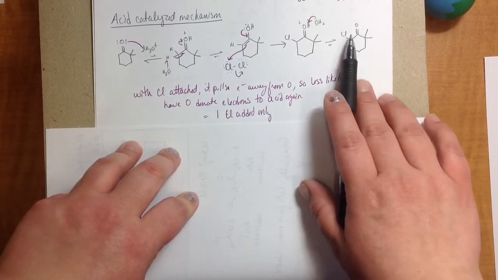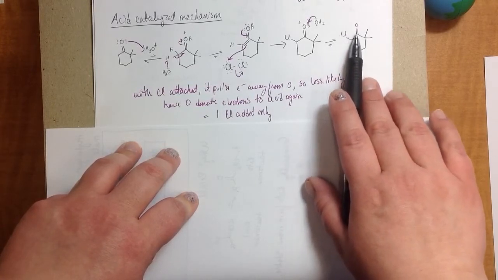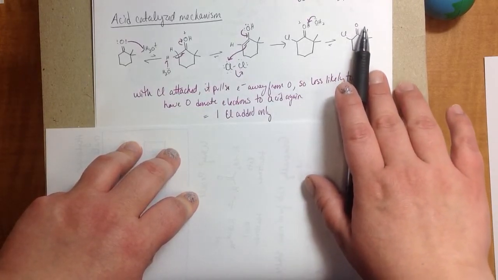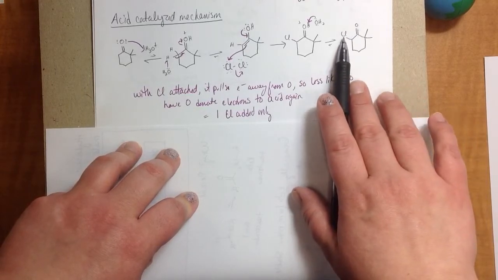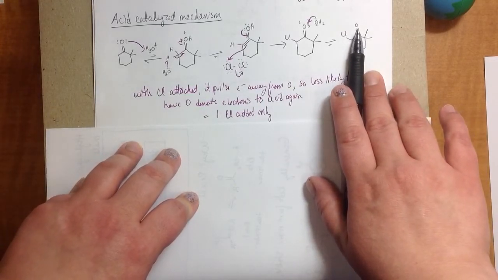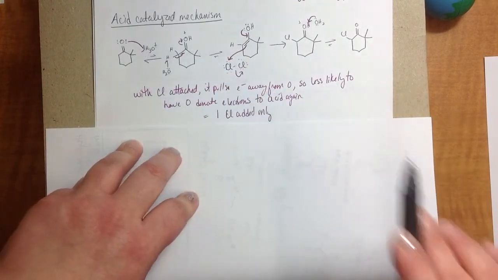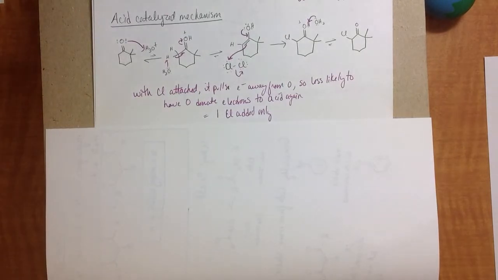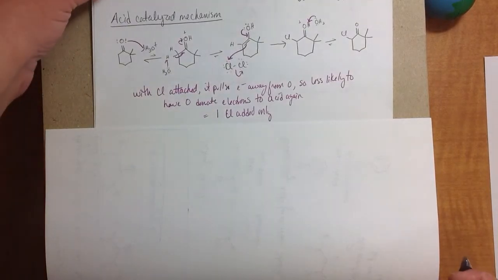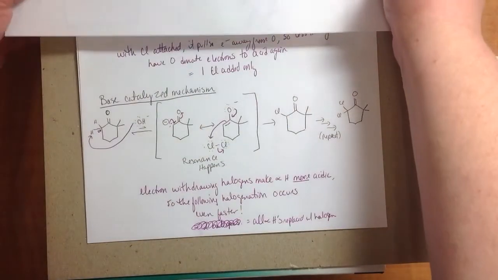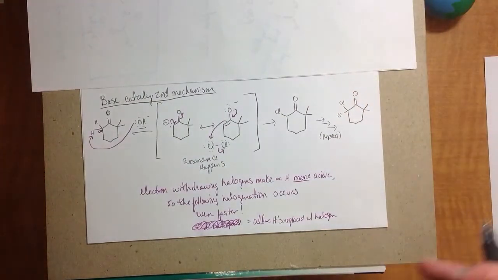We end up getting one chlorine on there. Now, at this point, you've got chlorine next door that's pulling electron density away from this oxygen, right? So that oxygen is less likely to go and grab a hydrogen from another acid molecule than it would be if that chlorine was not there. And as a matter of fact, it's so much less reactive, it just stops. So we only get one chlorine that's attaching there. Okay, well now let's look at the base catalyzed version.